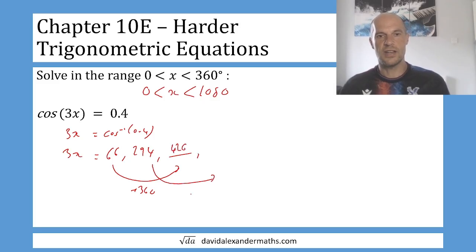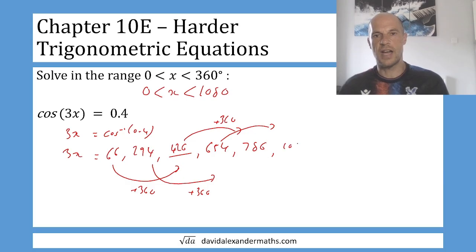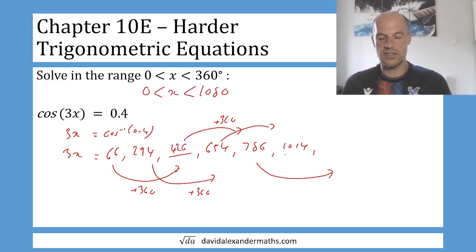The next one is 294 plus 360. 294 plus 360 is 654. The next one is 426 plus 360. 426 plus 360 is 786. And the one after that is 654 plus 360, which is 1014. Getting quite close. Let's just check. Is the next one within range? 786 plus 360 is 1146, which is greater than 1080, so I've got them all.